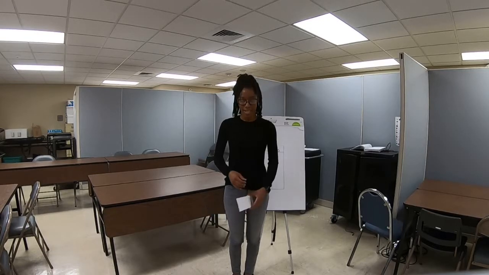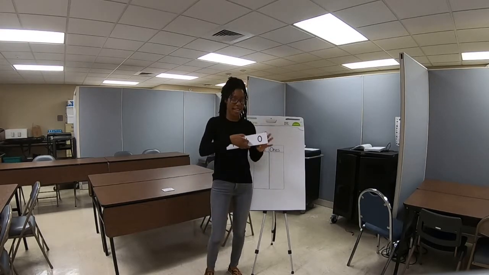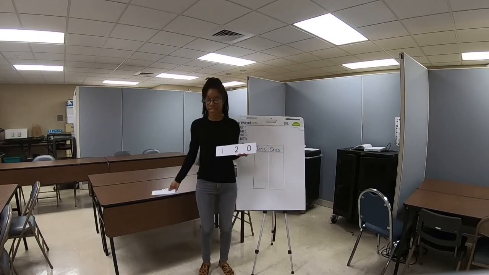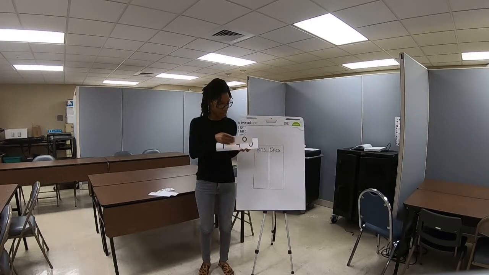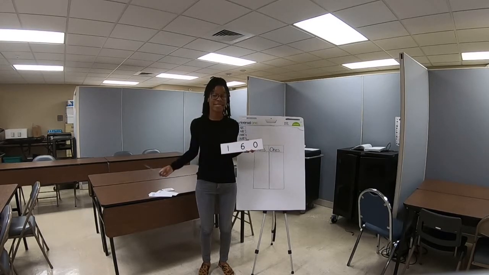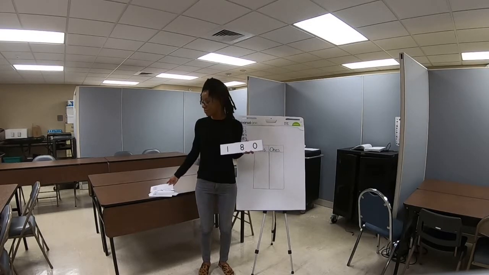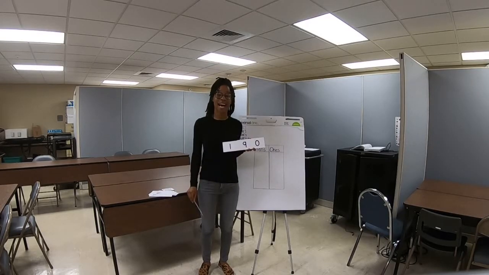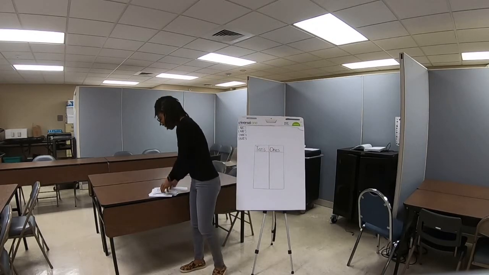Starting with 0. So we have 0, 10, 20, 30, 40, 50, 60, 70, 80, 90, and 100. Good job.